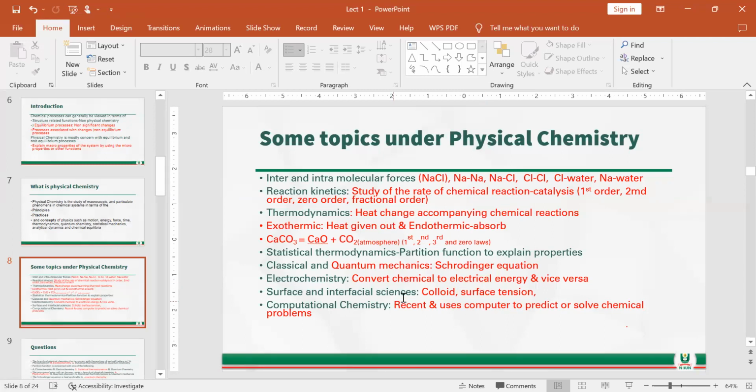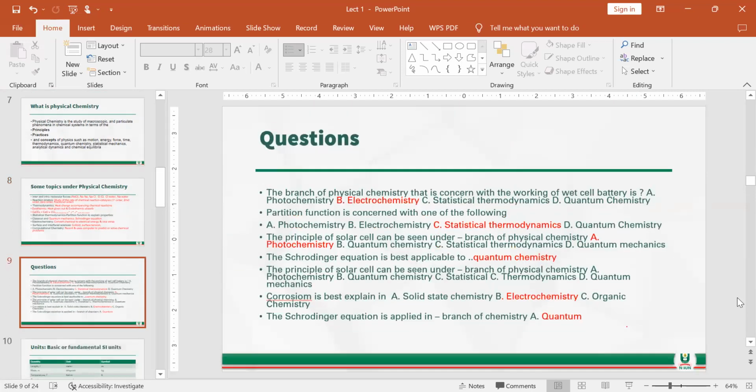We have the surface and interfacial sciences, and that is colloid, surface tension. It also deals with adsorption phenomena, and then other modeling. We have the computational chemistry, which means we are using computers to bring out chemical results, to solve chemical problems. Whenever we use computers to solve chemical problems, that branch of chemistry is classified as computational chemistry. So we have that, and let's take some questions.